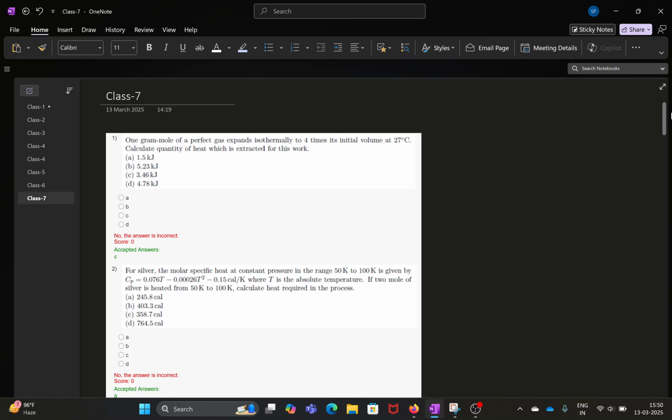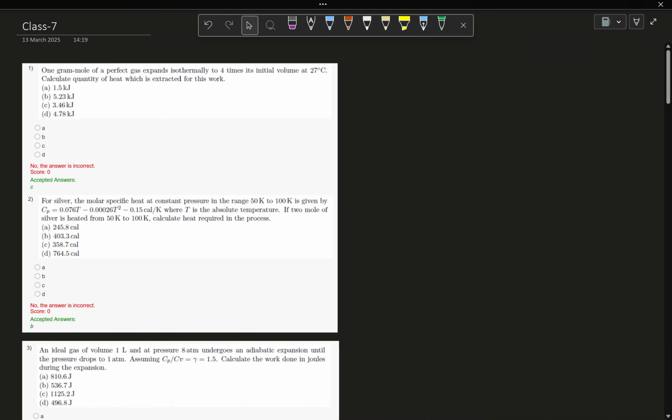Okay, so let us quickly start the tutorial for week 7. As you know, this tutorial is mostly based on the first law of thermodynamics and the different thermodynamic processes like isothermal, adiabatic, isobaric, isochoric, etc. And work done, heat absorbed, etc. are the things you have to calculate in these problems. So it is mostly based on the chapter of the first law of thermodynamics. Okay, so let us start with the problems.